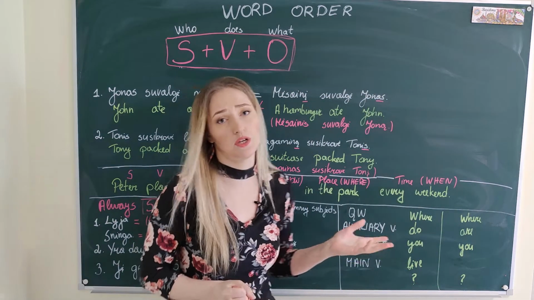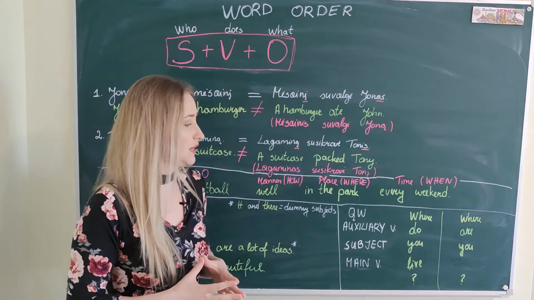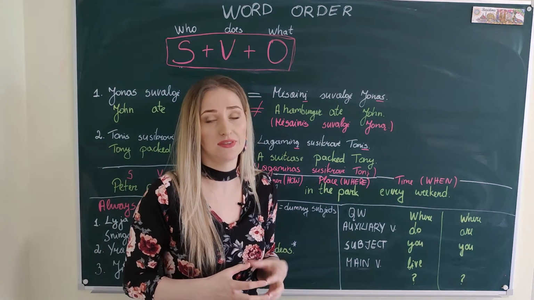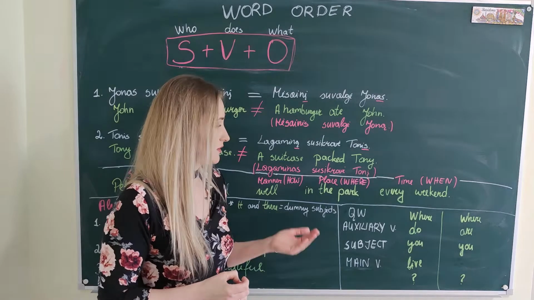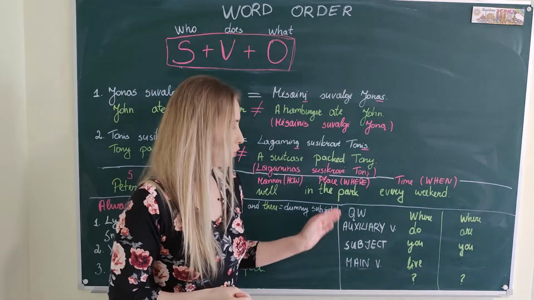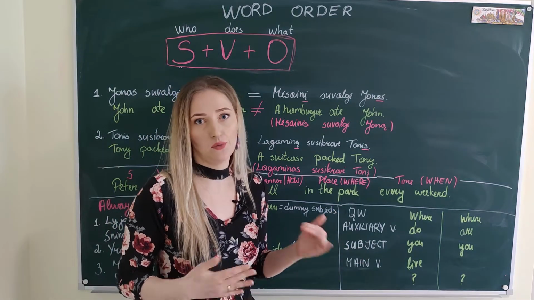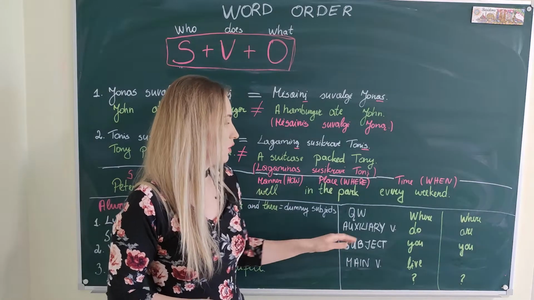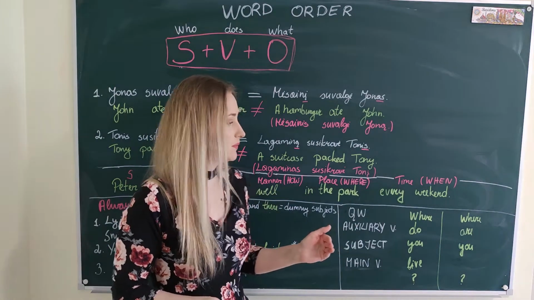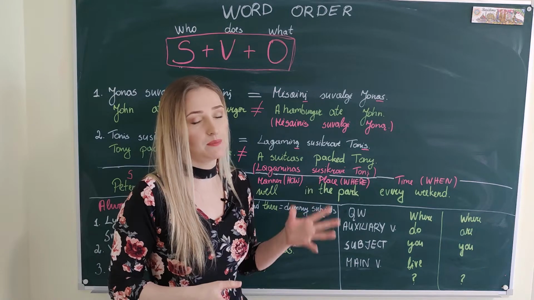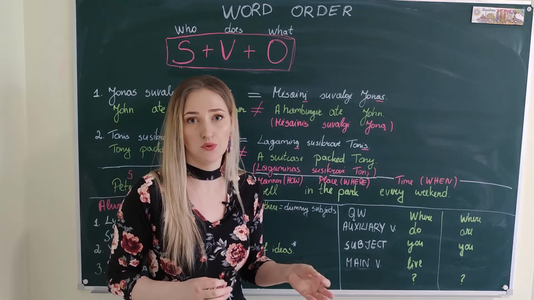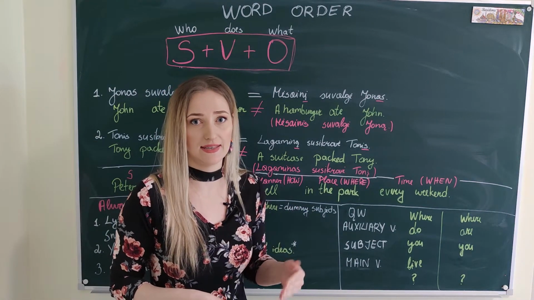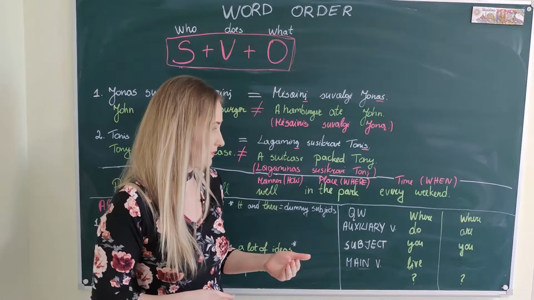Now, how do we form questions in the English language? Let's quickly have a look at how we form direct questions. Usually direct questions follow this structure. Question word, for example, when, where, why, etc. Auxiliary verb or helping verb. These are the verbs that help us form tenses. For example, do, does, did, have, has, am, is, are, etc.